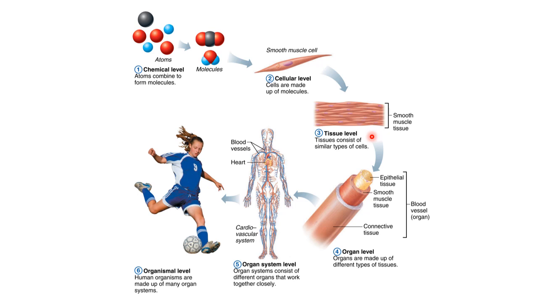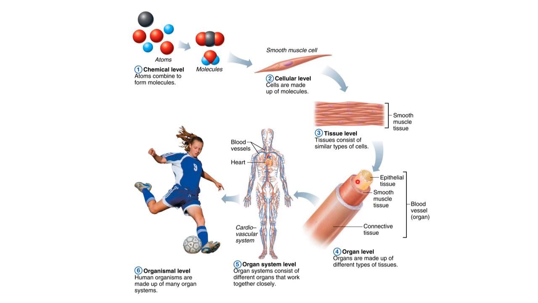Different types of tissues will then combine to form an organ. So for example, we have here a blood vessel, okay, as the organ. The blood vessel is composed of epithelial tissue, in particular the endothelium, surrounded by smooth muscle tissue, which is able to contract, and further surrounded by supportive connective tissue, which imparts tensile strength.